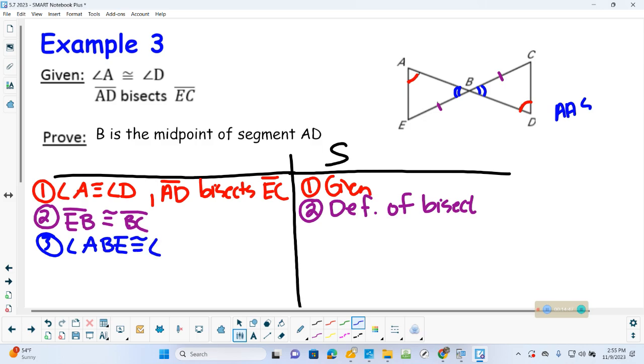And then I'm going to call the right one DBC. Make sure B is in the middle, because I still see some random things when we name those angles. Vertex always in the middle. You guys already told me that.